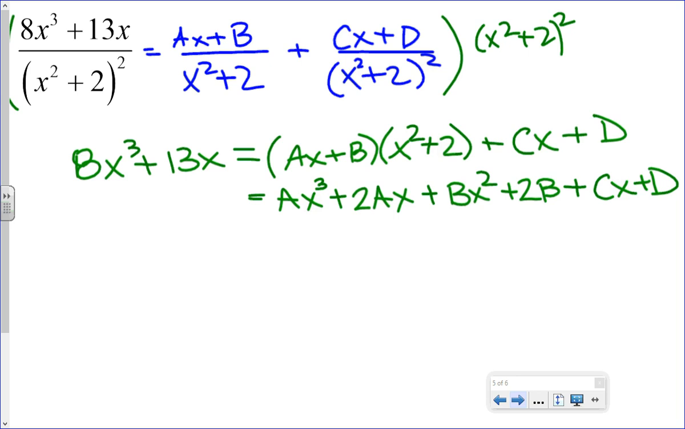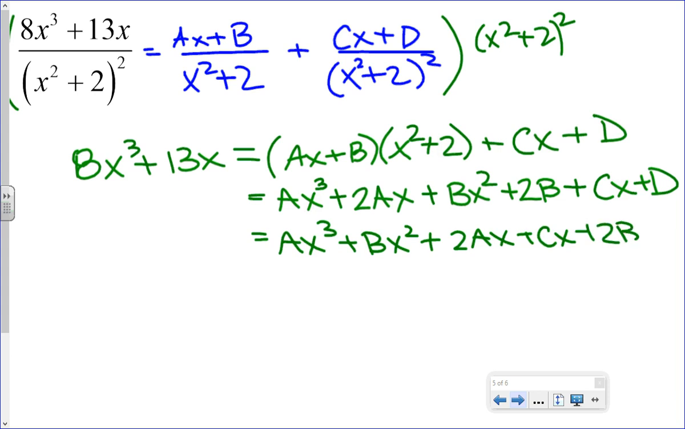Now, since these are in order, I just really like to put these in order on the right side. So I'm going to rearrange to ax cubed plus bx squared plus 2ax plus cx plus 2b plus d. Okay, 6 terms, and I rearranged 6 terms. So this one actually works out pretty nice as well. We have a cubic function that equals a cubic function. Their coefficients better be the same, right? If we have 2 equal equations.